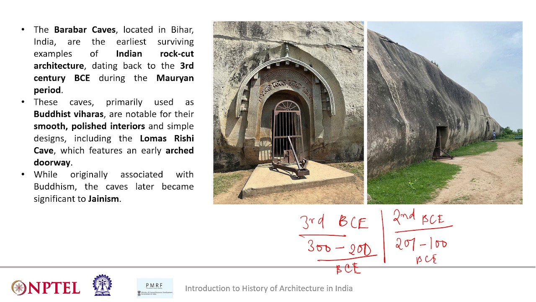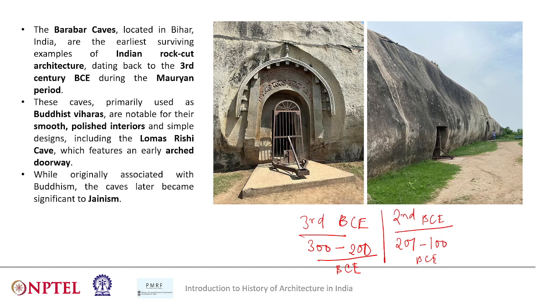Now, again, if you go back and try to understand what these viharas are, they are nothing but the places where the Buddhist monks used to stay, right? So this is basically the Barabar cave. They are an example of this. They were used as Buddhist viharas, and as you see, the interiors had very smooth, polished surfaces and very simple designs.